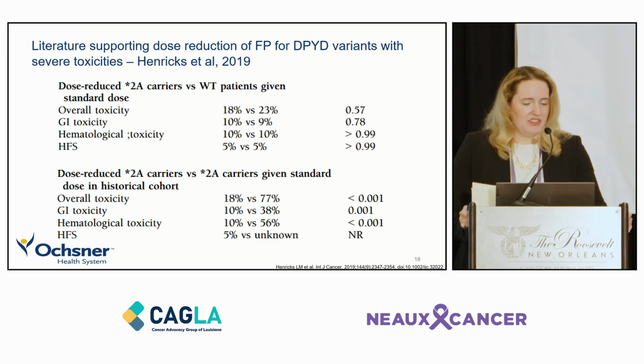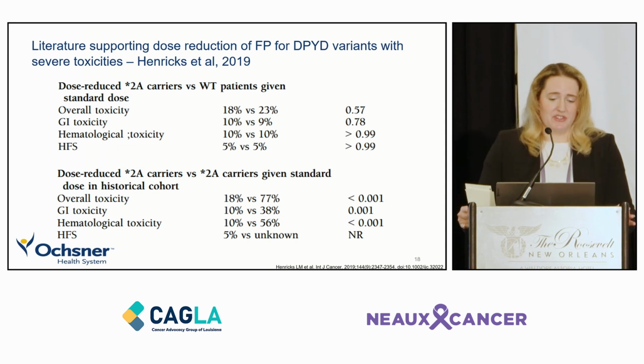And me as a clinician, I know if I'm not testing, maybe 5% of my patients could potentially carry this variant, and I know if I give them the full dose, there's a 77% chance that they can have a grade 3 severe toxicity. Why would I not do the test to prevent that?